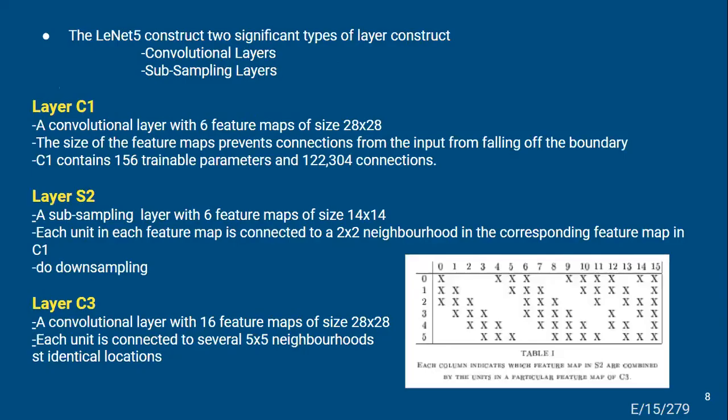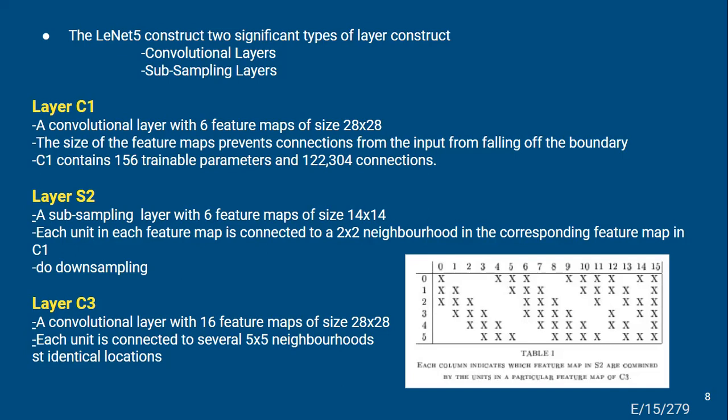The first layer is the input layer. This is generally not considered a layer of the network as nothing is learned in this layer. The input layer is built to take in 32 by 32 images, and these are the dimensions of images that are passed into the next layer. The official first layer, convolutional layer C1, has 6 feature maps. Each unit in each feature map is connected to a 5 by 5 neighborhood in the input. The size of the feature map is 28 by 28, which prevents connection from the input from falling off the boundary. Layer 2 is a subsampling layer with 6 feature maps of size 14 by 14.